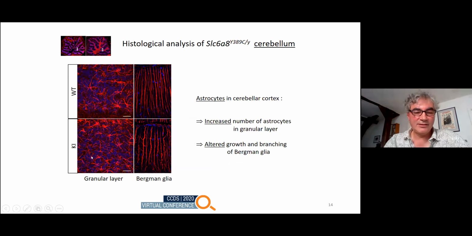You see here in the knockin rat in the granular layer, we observe an increased number of astrocytes and a kind of altered morphology of the Bergmann glia in the molecular layer. So maybe astrocytes are affected in these knockin rats.